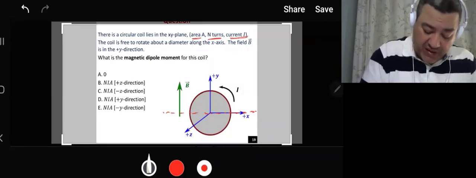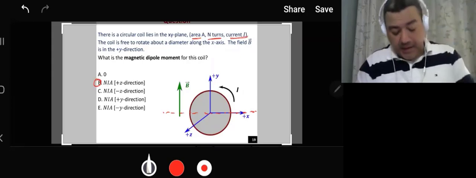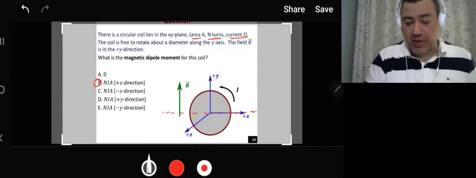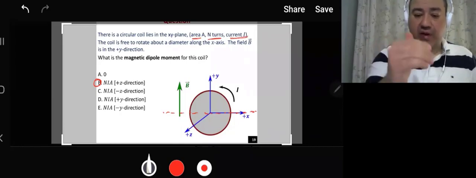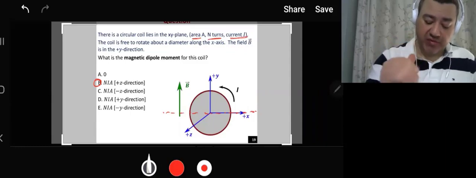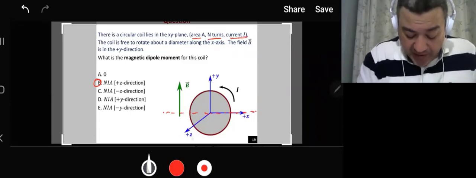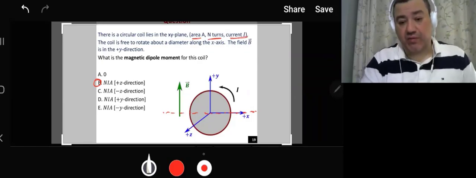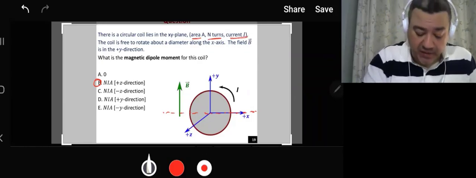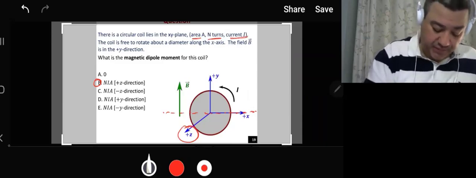So the answer would be B: the magnetic dipole moment, based on the direction of the current, is pointing out of the screen. And out of the screen, if I look at my coordinates here, would be the positive z axis.